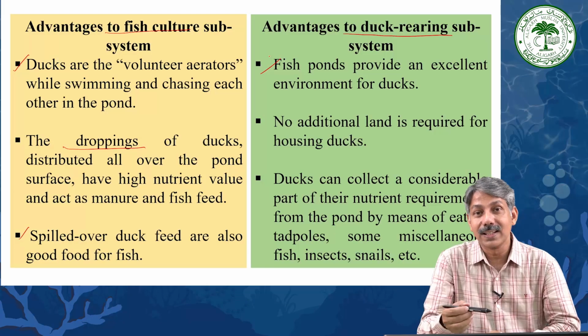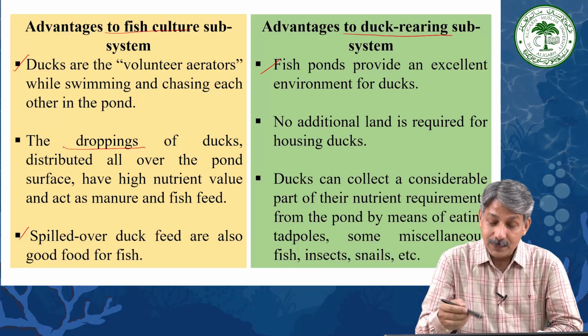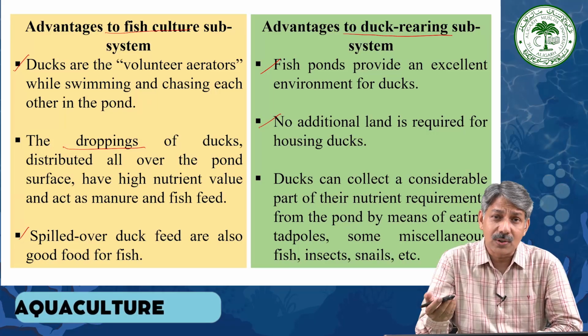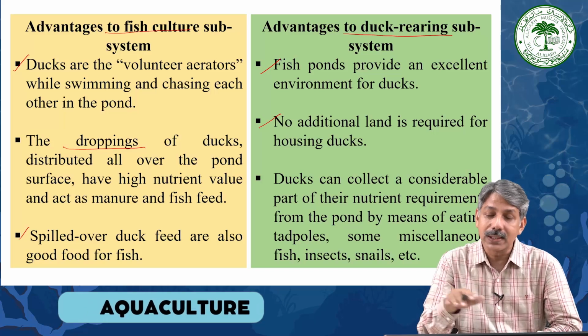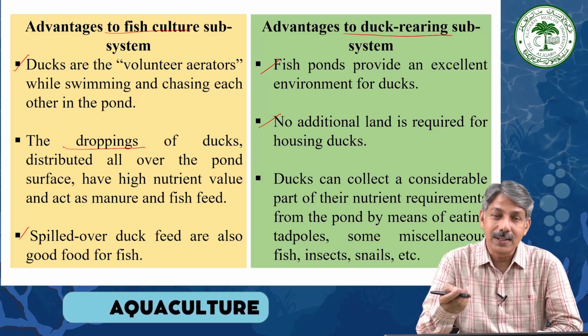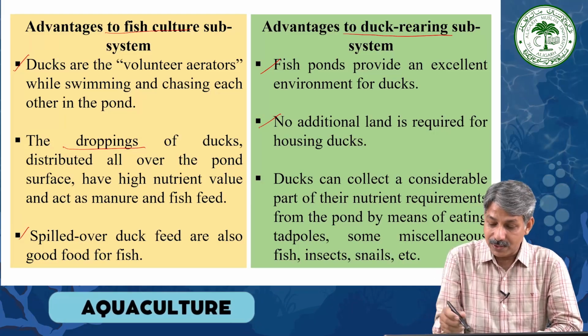Here, in case of advantages to the duck rearing subsystem, fish ponds provide an excellent environment for ducks, which I just discussed, so their growth performance will improve. You will get more biomass. Then no additional land is required for housing ducks. You can use dikes, or sometimes we also make duck houses over the pond surface, just a few feet above the water surface of the pond.